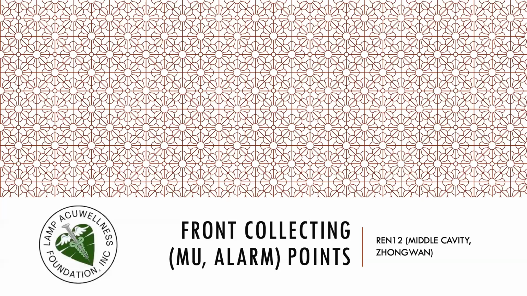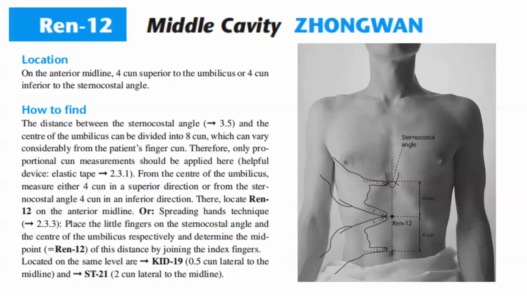Let's now talk about REN 12, a front collecting or Mu front point. REN 12, or Middle Cavity, Zhongwan, is located on the anterior midline, four cun superior to the umbilicus, or four cun inferior to the sternocostal angle.